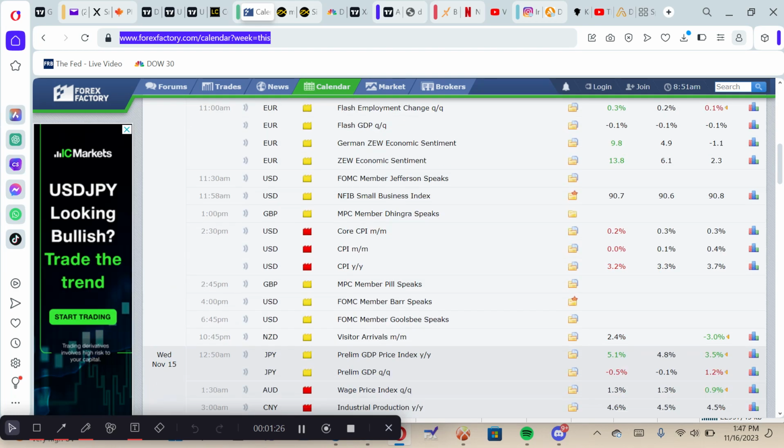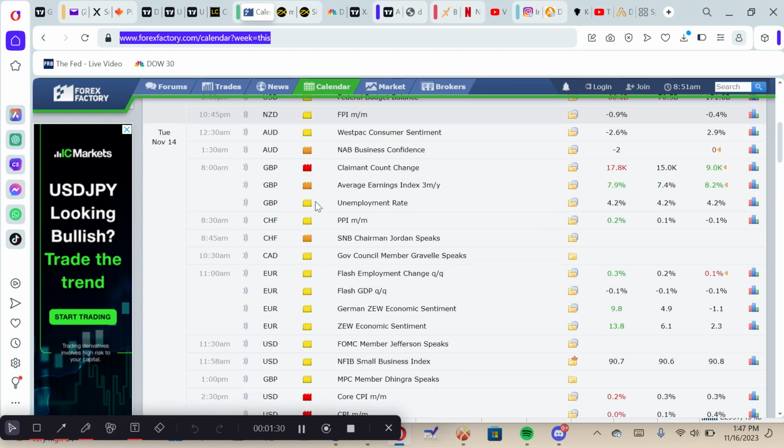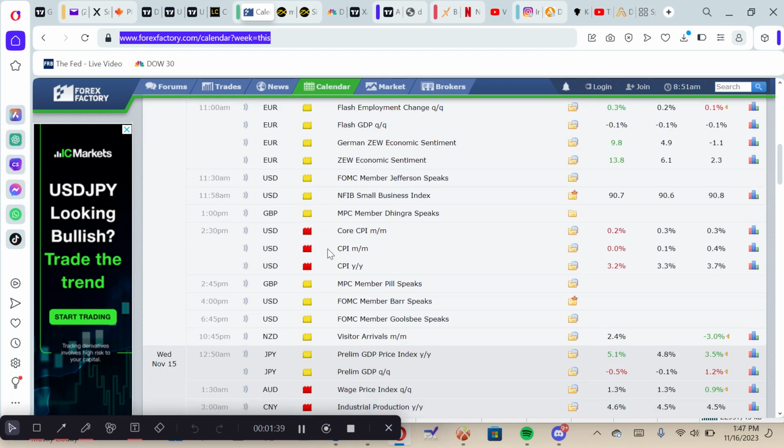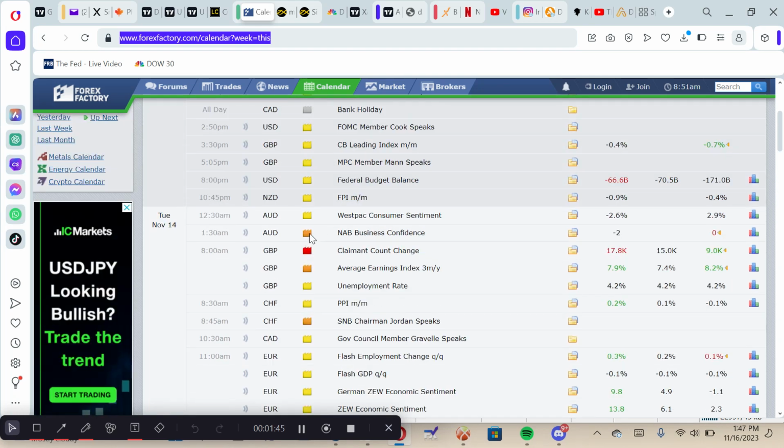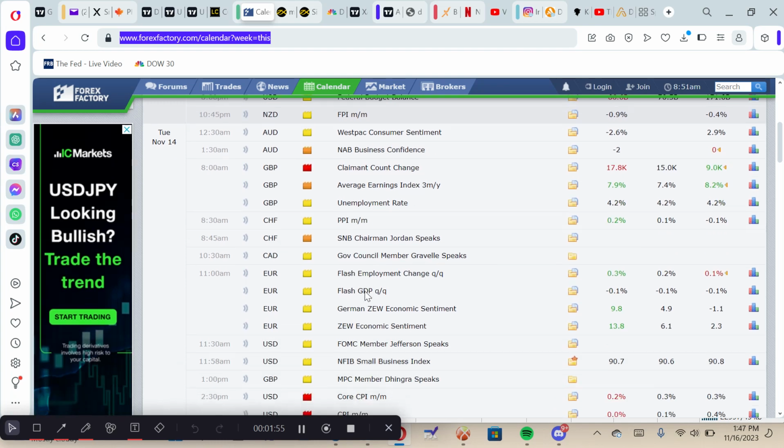So once you're here, now there are three major things. We have the red, the orange, and of course the yellow. The red is high impact. It means the news is going to be very high. The orange means it's a medium impact, while the yellow is a low impact. Please take note of that.